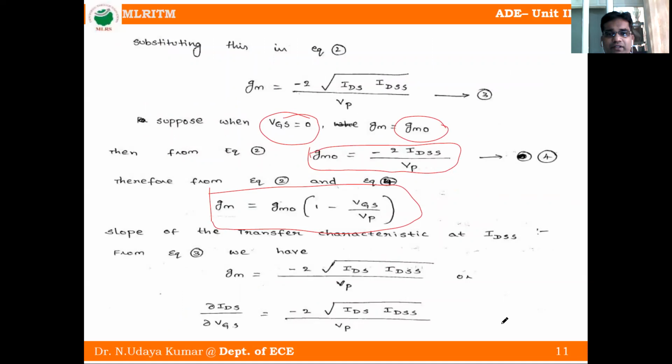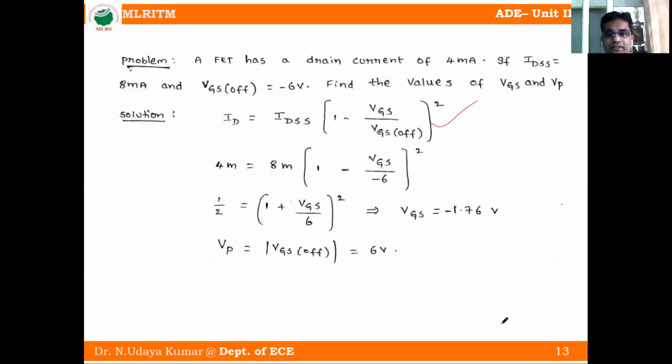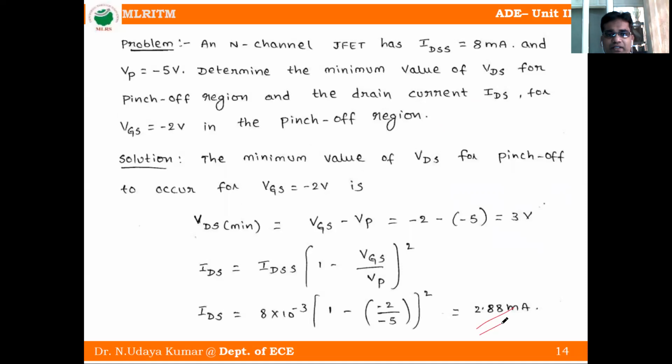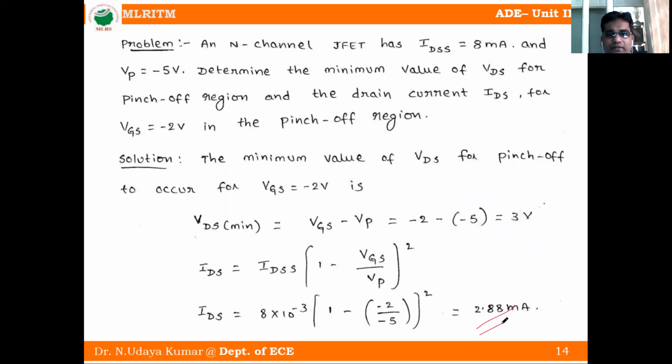And also we find the relationship between ID and IDSS. So here ID is equal to IDSS into (1 minus VGS by VGS(off)) whole square, and we find this transfer characteristics. And also we see the related problems on transfer characteristics.